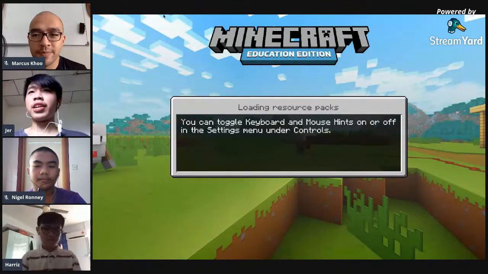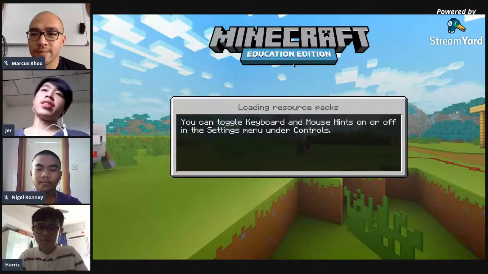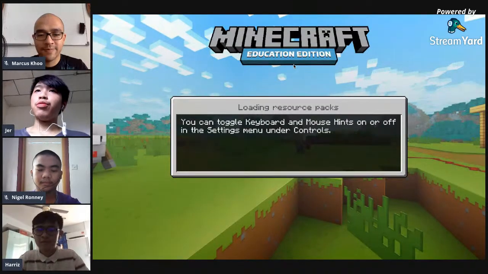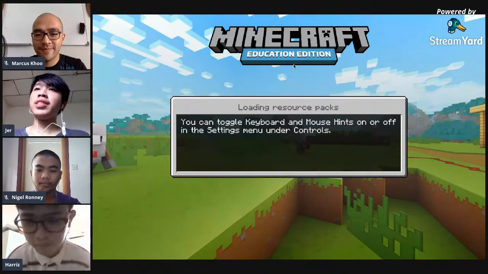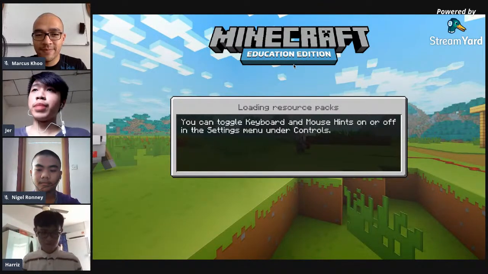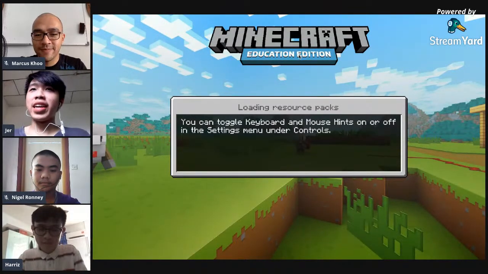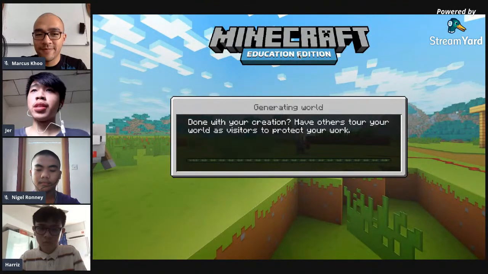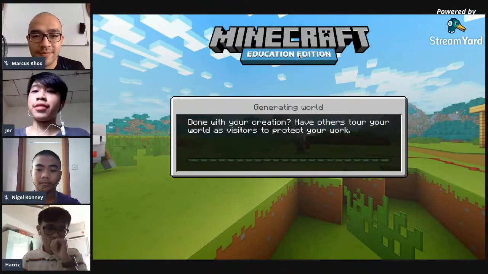Okay. Thank you, Haris, for the good explanation. So, friends, we gladly present to you our own teaching tool for the nuclear power plant segment. It's basically an entire nuclear power plant built inside the game called Minecraft.